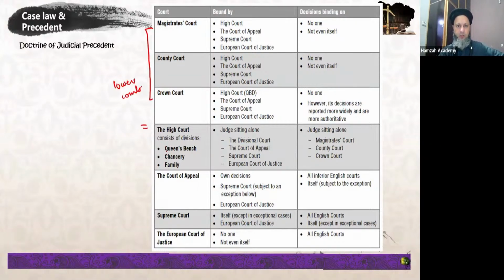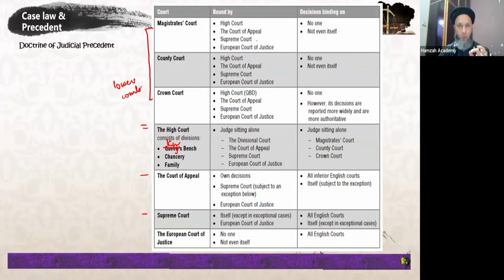Then the High Court, in which we now have the King's Bench Division, then the Court of Appeal, and then the Supreme Court. Now, if you look carefully, this is about precedents. A magistrate court is bound by all the higher courts, but its own decision is not binding on anyone because it is the lowest one. This means that if a magistrates' court takes a decision, a later magistrates' court can take a different route and a different decision. It is not even binding on itself.